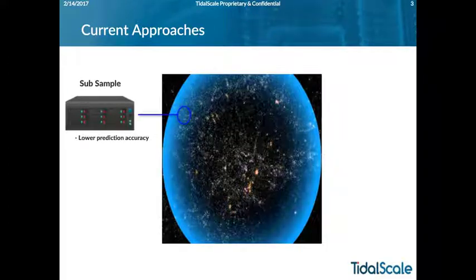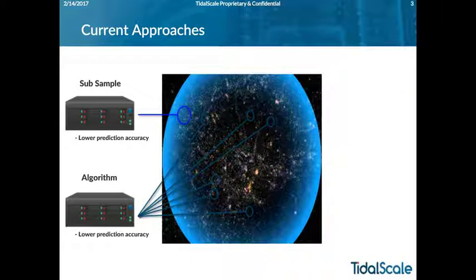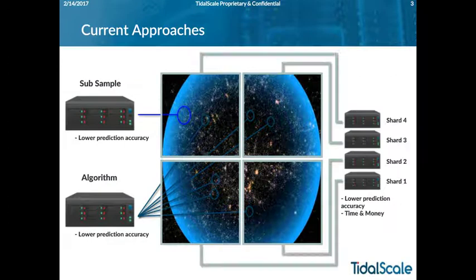So some of the current approaches out there today are to either subsample, use algorithms, or shard the data. And again, we're doing this because if we can't keep it all in memory, our ability to analyze and solve problems is reduced. It takes too long. We can subsample, creating a smaller data set to get it in memory, but that affects our prediction accuracy. Same thing with modifying algorithms. Or we can shard, and sharding often impacts prediction accuracy as well.